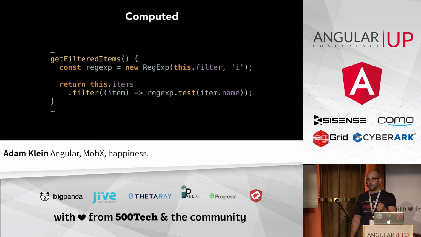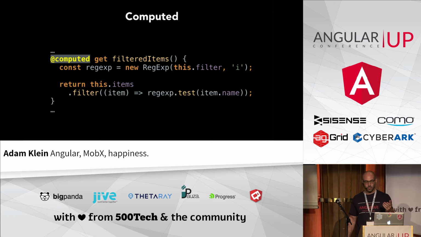Our computed values are the same declarative functions that we saw earlier, but we add the computed decorator, and we make them a getter function. Getter function is also part of ES6 and TypeScript, and it means that we don't call dot filteredItems with parentheses, we just call dot filteredItems, and the getter function is invoked. So far we good? Cool.